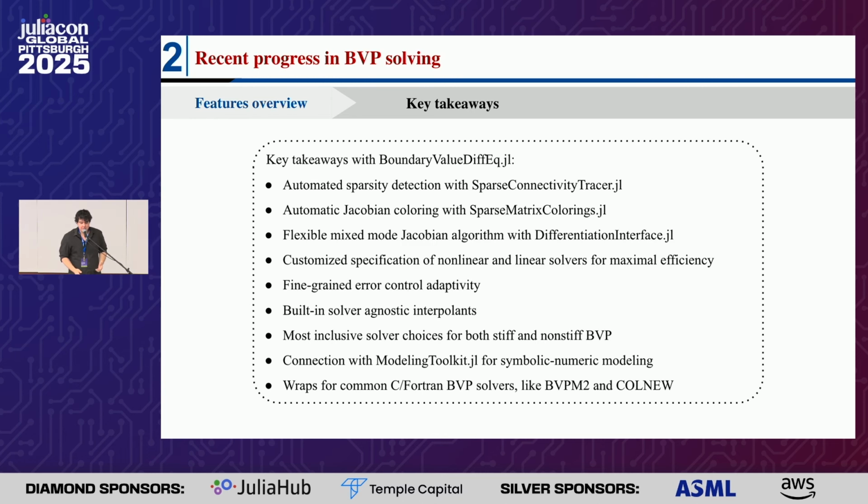So the key takeaway is, this is an algorithm that mixes together automated sparsity detection, automated Jacobian coloring, flexible mixed mode automatic differentiation with parts being forward, parts being reverse mode. It has our own numerical linear algebra implementation, so our own BLAS for these specialized matrices, and then it has error control, adaptivity and extra choices, and it also has symbolic numeric integrations, and then you can also test it against the C and Fortran methods if you want to see.